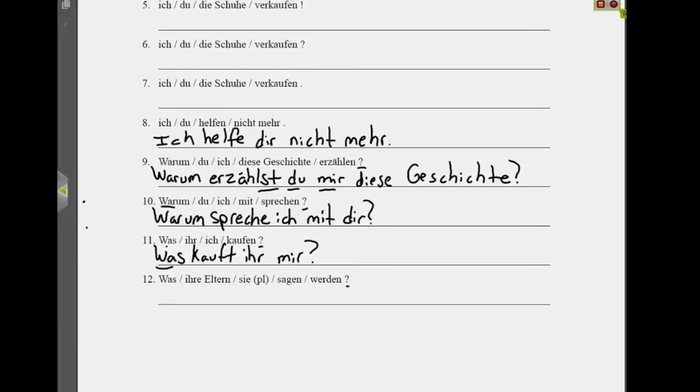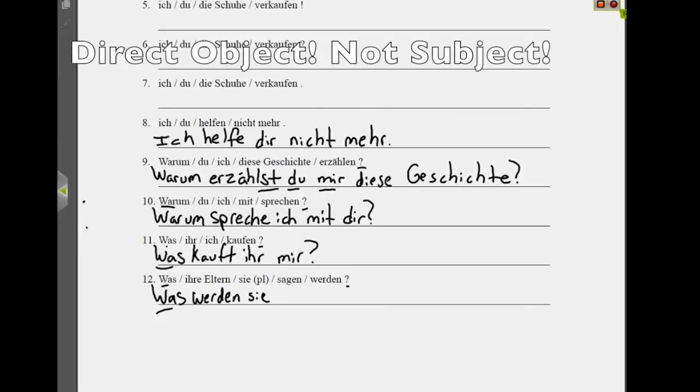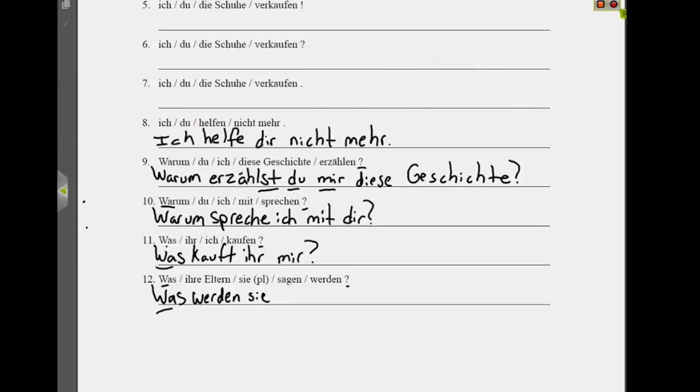And the last one is also a question, and this one also starts with was. So we have here was, and then our verb here, which is werden, because we have to conjugate that one and put the infinitive at the end of the sentence. And this is, what will your parents say to them, or what will they tell your parents? So let's go with what will they tell your parents. Was werden sie? Because what is our subject here, that means that the one receiving the what is then ihre Eltern. Because ihre Eltern is plural, we have to change this to ihnen. Was werden sie ihnen sagen? What will they tell them?